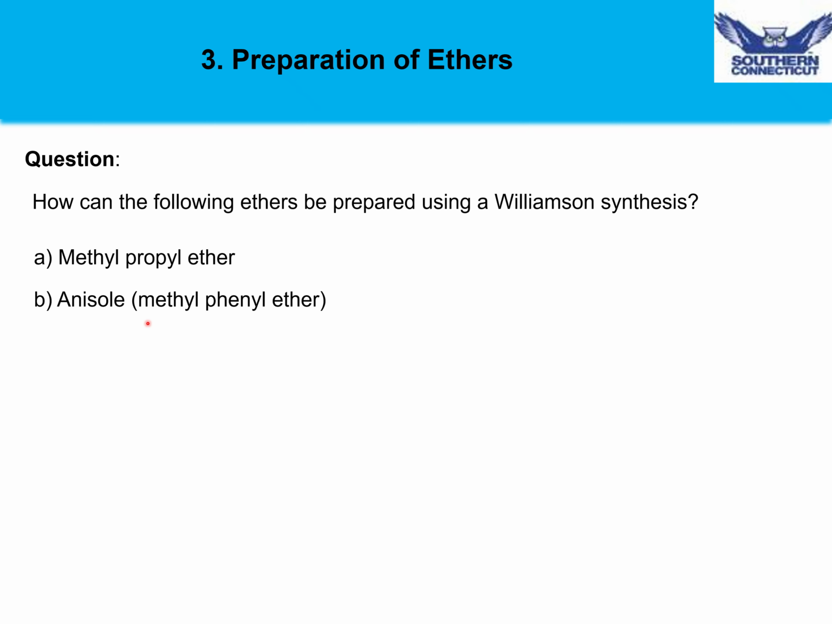In this question, we're going to try to come up with a Williamson synthesis of the following two ethers, methyl propyl ether and anisole.